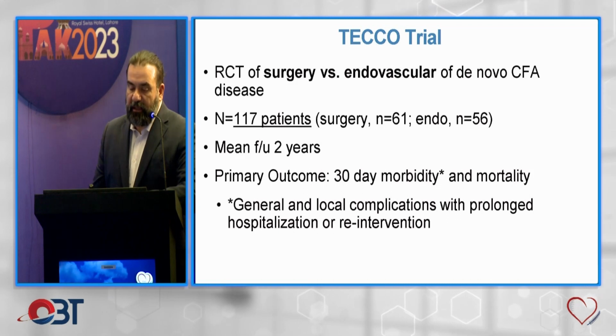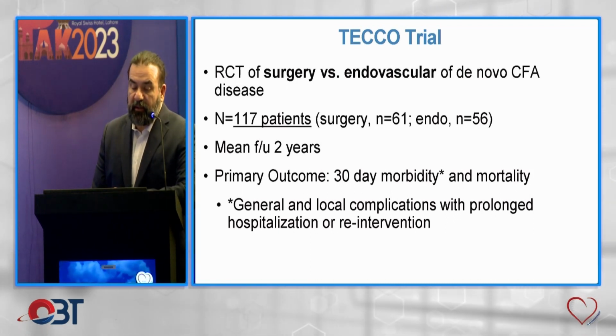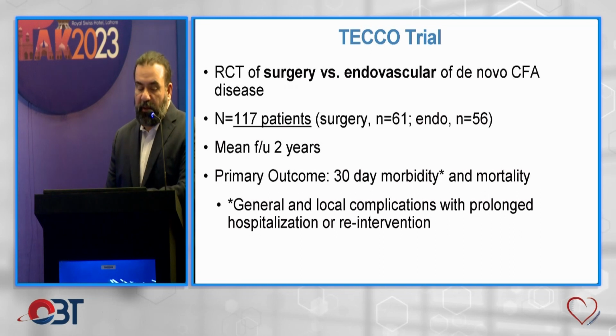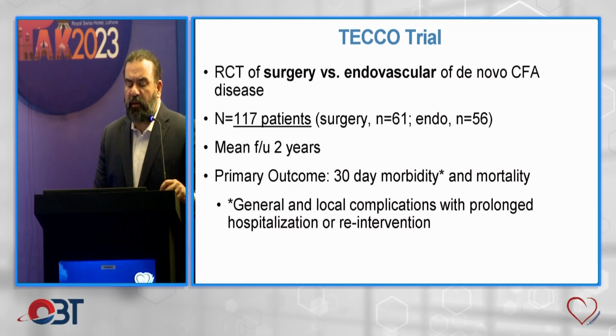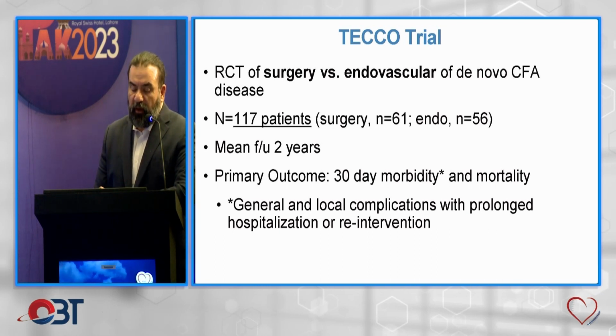So the one trial that actually was published, this was published in JACC Interventions in 2019, it's done in France. It's called the TECO trial. This was surgery versus endovascular treatment of de novo CFA disease. Most patients ended up getting a stent. About 2/3 were self-expanding stents, 1/3 were balloon expandable. There were 117 patients randomized to surgery or endovascular and followed for about 2 years. And they looked at primary morbidity and mortality outcomes for the 30 days and then clinical follow-up.